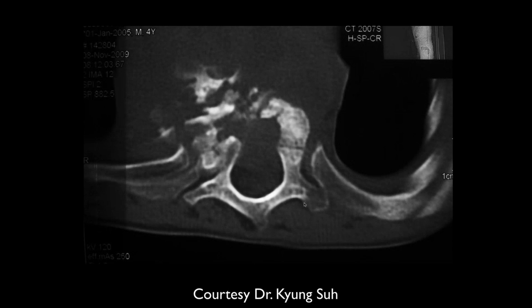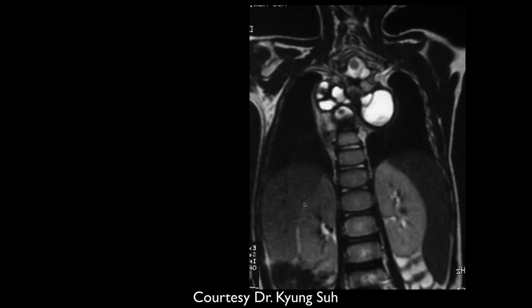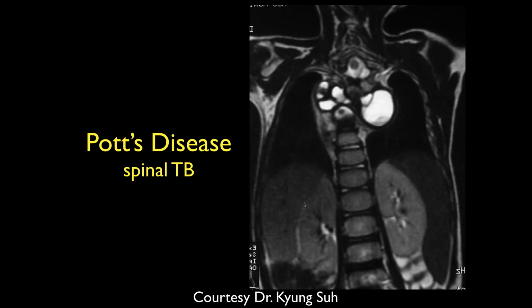Infection definitely. So it could be TB. Yep. So this is classic Pott's disease. These are quite common in that part of the world. You don't see that much in America. I mean, it's pretty darn rare.